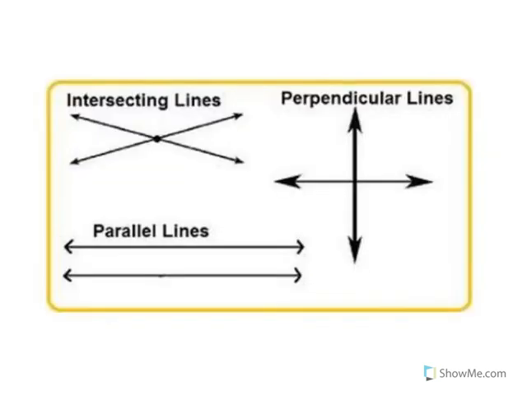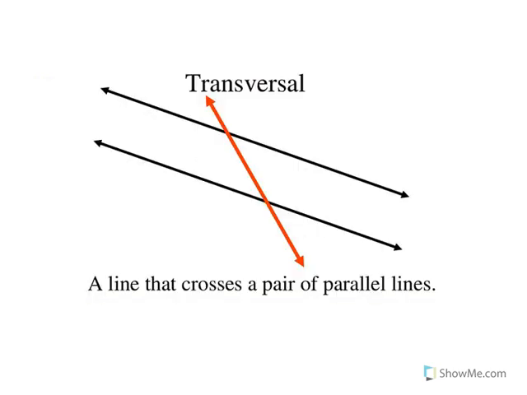Intersecting lines. Perpendicular lines form a right angle, and the other concept is parallel lines. Parallel lines do not intersect. Transversal: a line that crosses a pair of parallel lines. So this red line is called your transversal line.